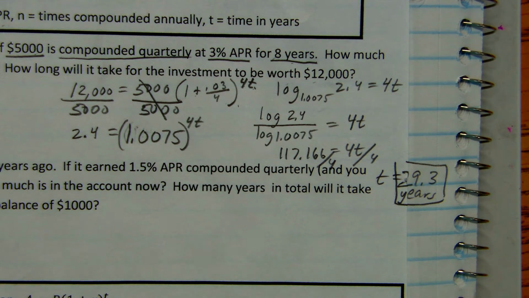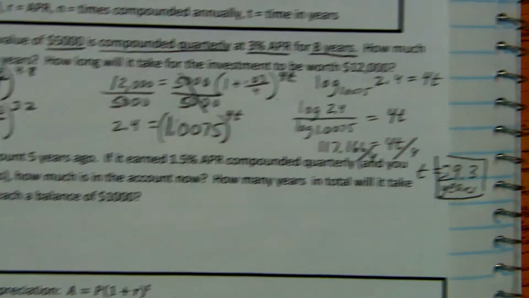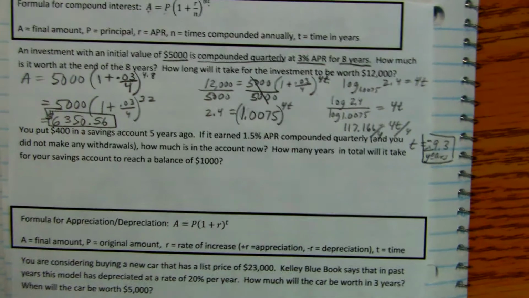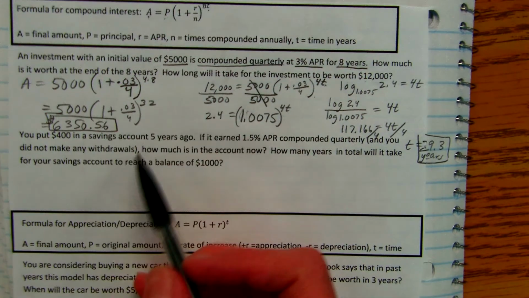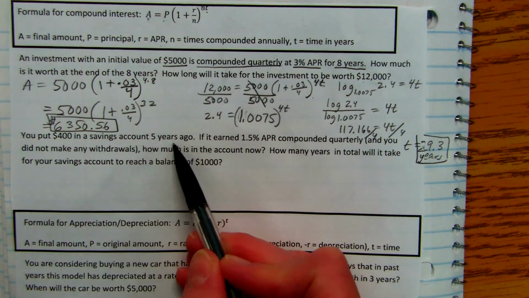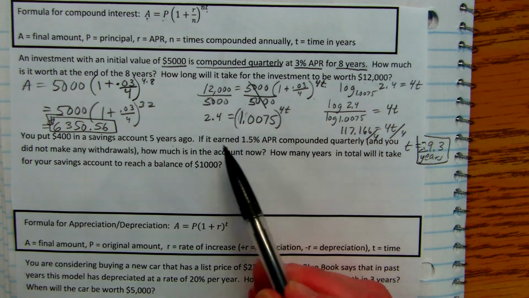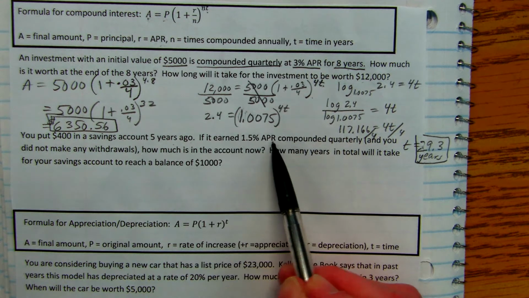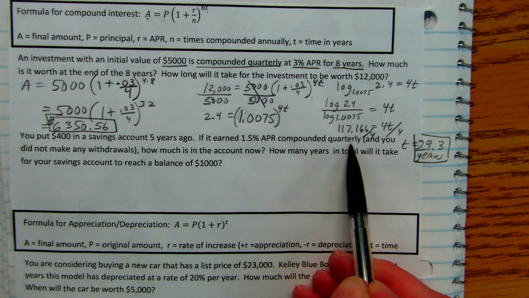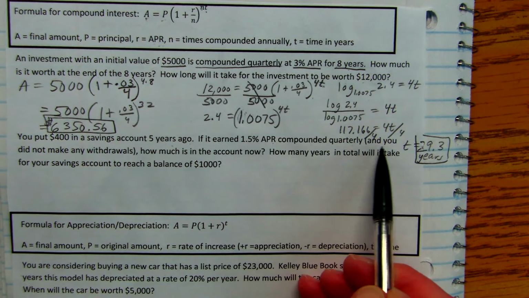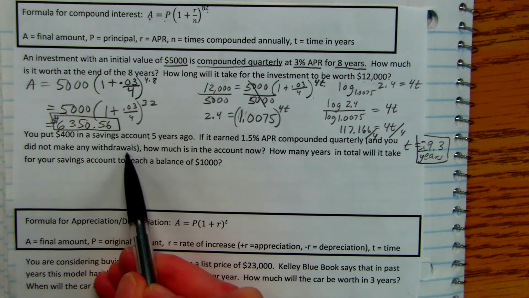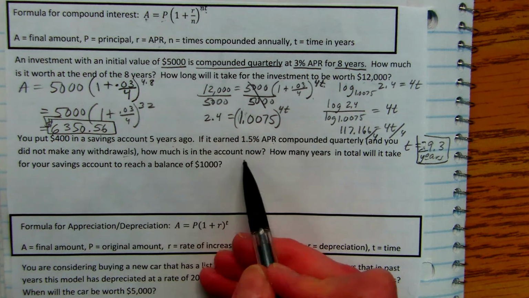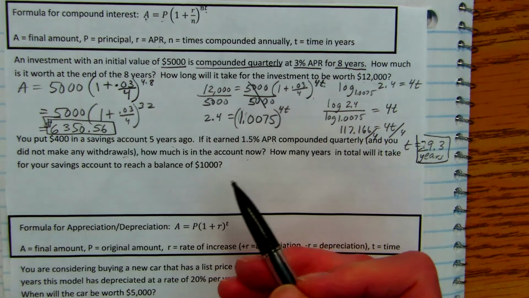All right, so let's go through the next part. I'm going to zoom back out a little bit so we can see the whole problem. You put $400 into a savings account 5 years ago. If it earned 1.5% APR, which actually would be pretty good, compounded quarterly, which is how they're usually compounded, and you did not make any withdrawals, and they're also assuming you're not making any deposits, how much is in the account now? So let's do that.